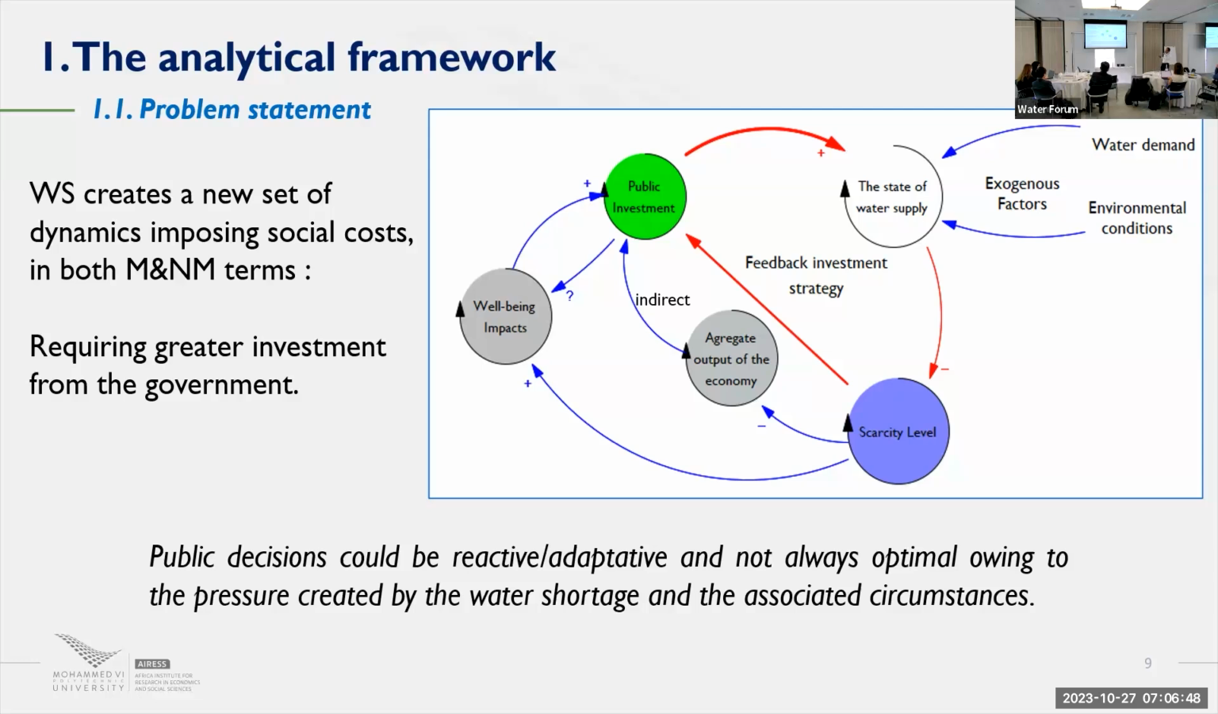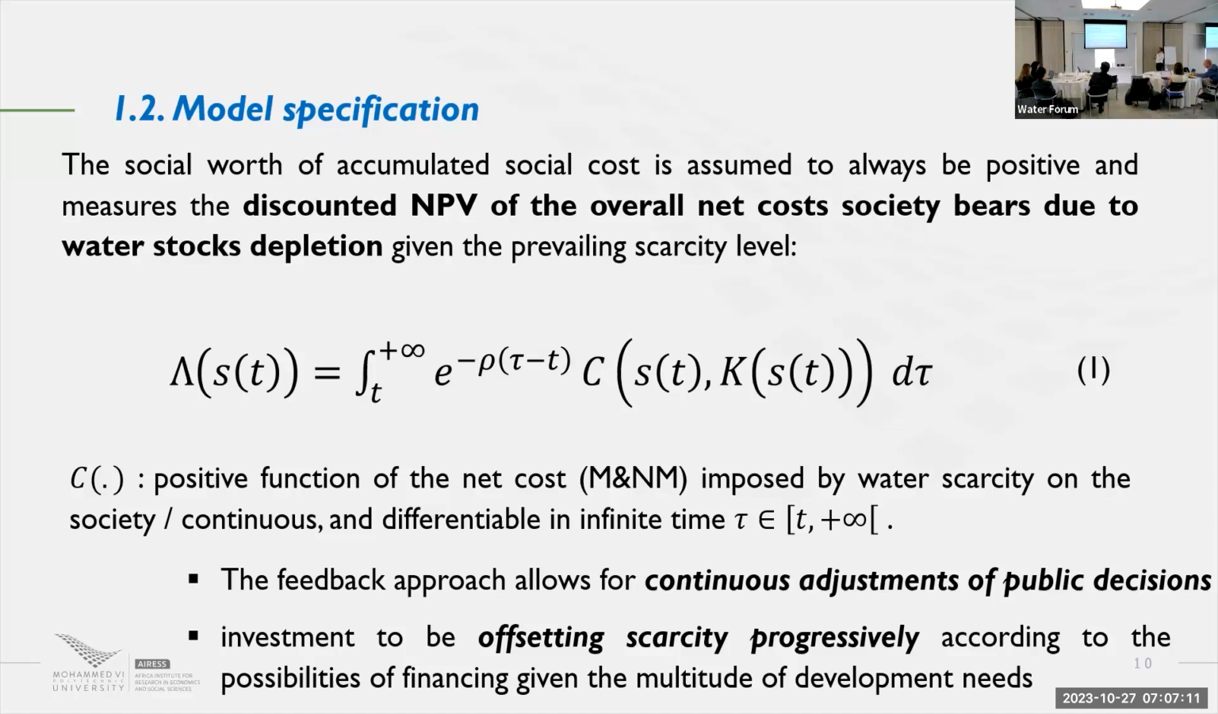And there is an indirect effect through the aggregate output, like I said, because low growth rates in these countries can be a hindrance for public investments and for the mobilization of enough capital to respond to the increase in water scarcity. And we consider a cost function that is the discounted net present value of the overall net cost society bears due to water stock depletion or to a decrease in water availability.